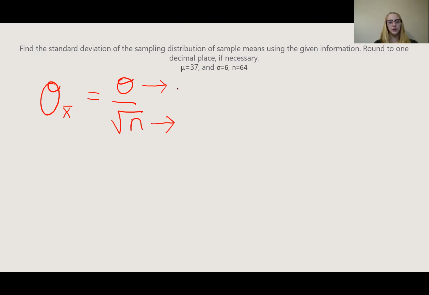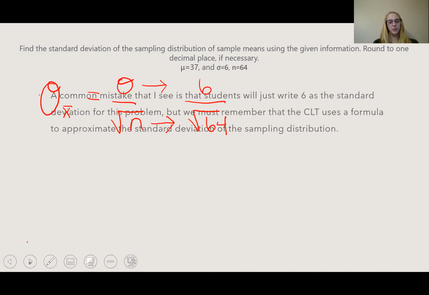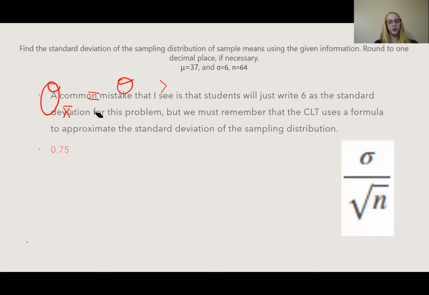So our standard deviation here, we got a 6. We divide by the square root of n. They tell us n is 64. Now, if you work that problem out, you should get 0.75. Again, you'll probably get a long number, but you're rounding to 2 decimal places.